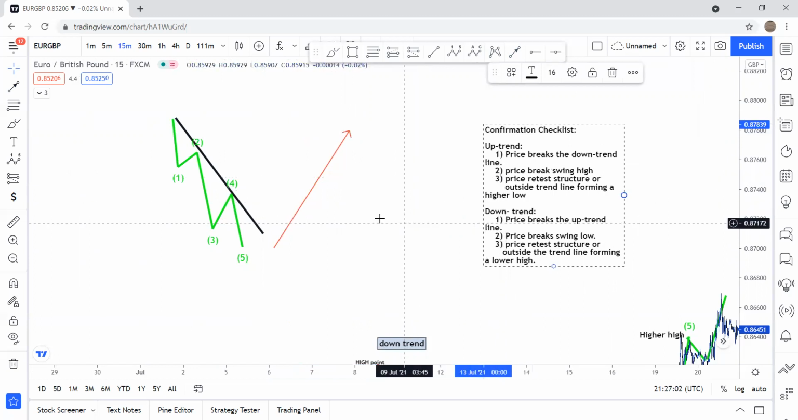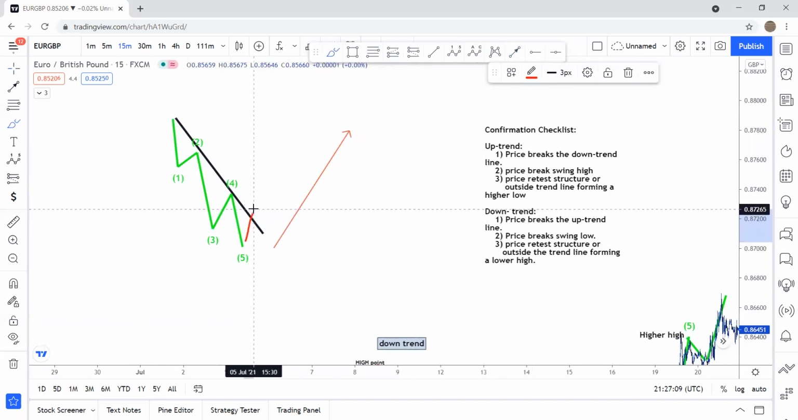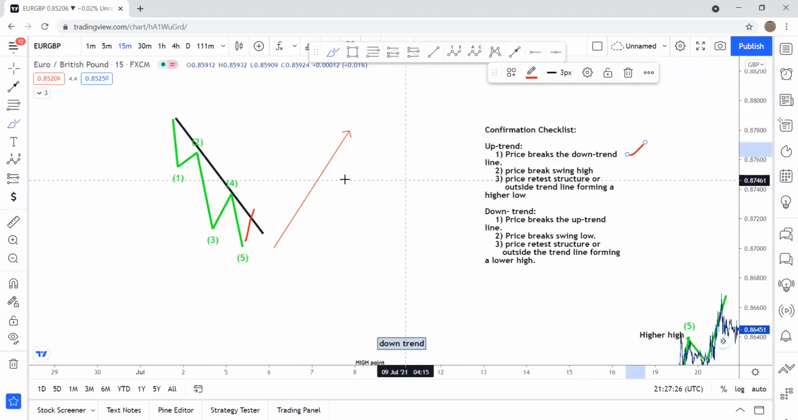To establish an uptrend, first we need this to happen. Step one, price must come and break the trend line, right? This black line is the trend line. We need price to come and break that trend line. That's the first step, right? Price breaks the downtrend line. This is the downtrend line, the black line, and we need price to break that. That's checked. That's the first step.